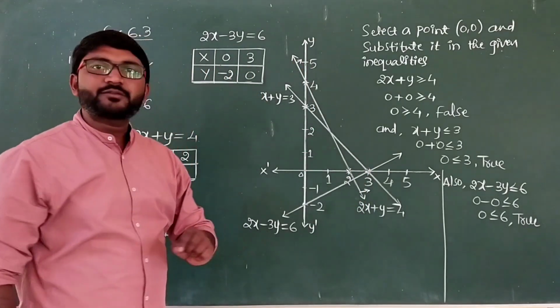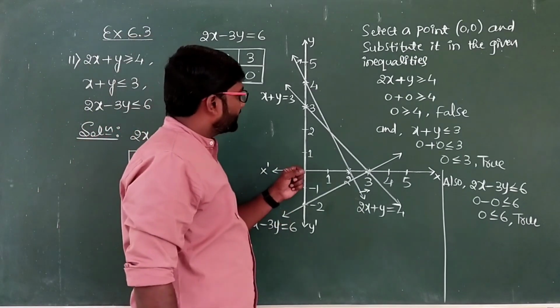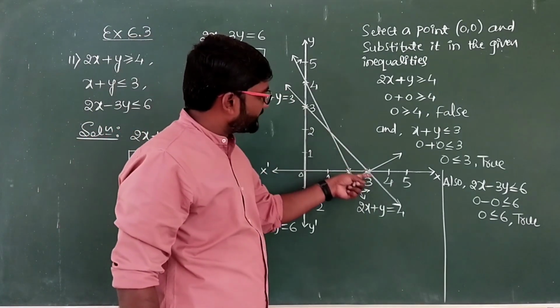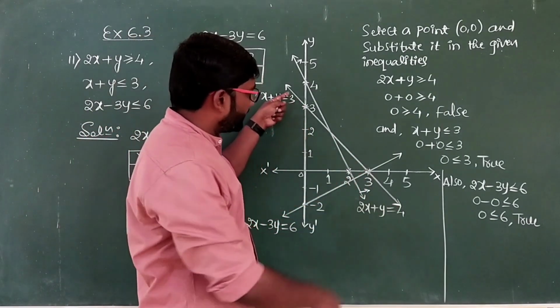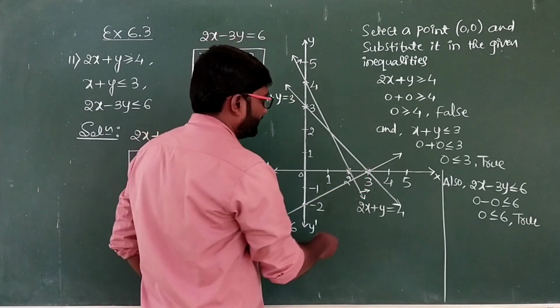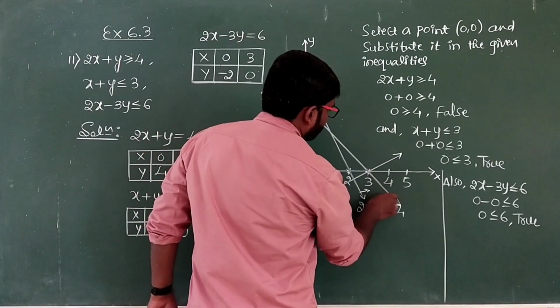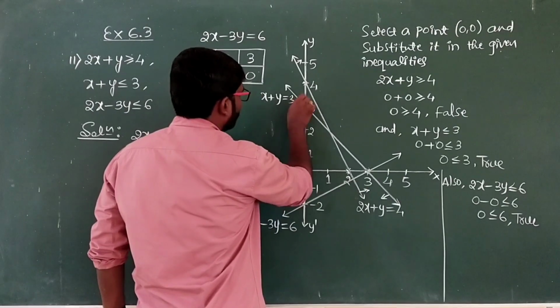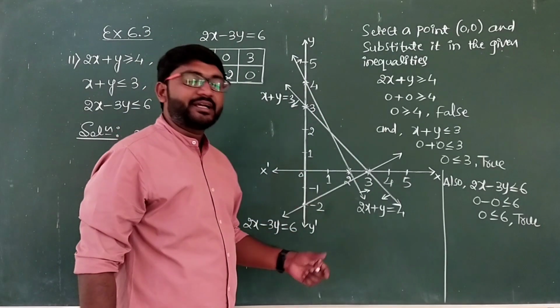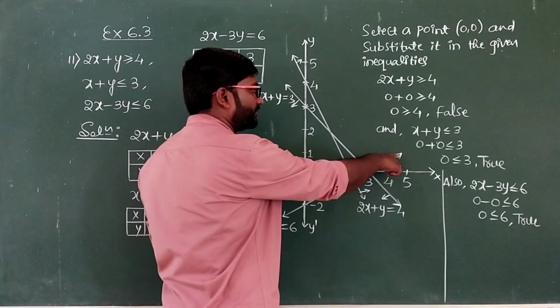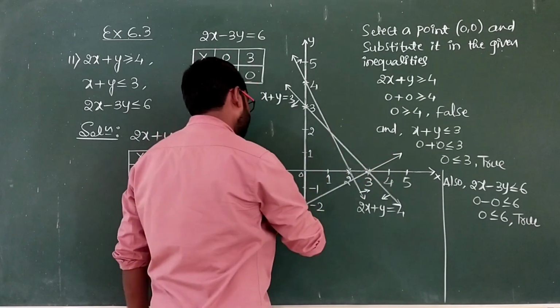Then for x plus y equal to 3, it is true. So this is a line now, x plus y equal to 3 means this is a line, and we have to shade the region towards the origin. For this line, it is towards the origin. Then for the next one, again it is true. For this line also, it has to be towards the origin.